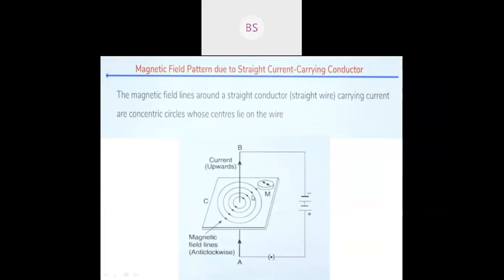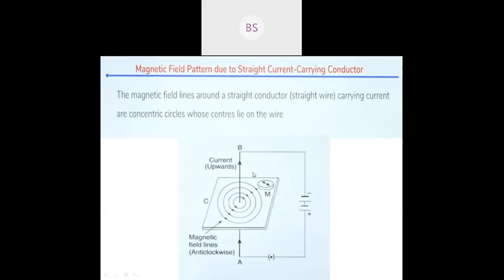One experiment is conducted here. When a current is passed through a conducting wire, a magnetic field is produced around it. This we have already studied, and we know it very well. Now we will see how the magnetic field pattern forms here.